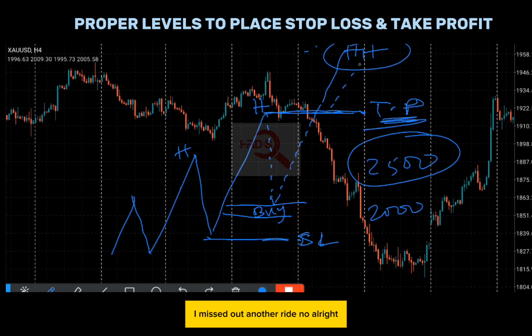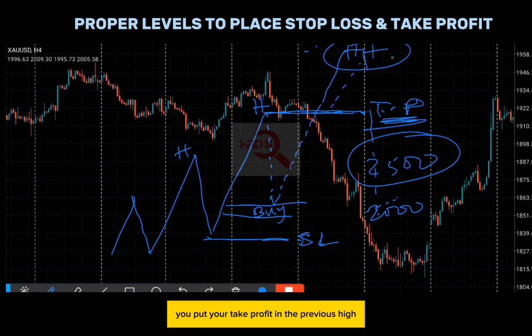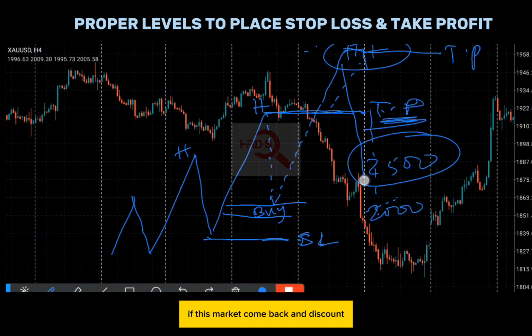Don't say, oh, I missed out on another ride. No. All right. You wait for discount again. You put your take profit in the previous high. Take profit here if this market comes back and discounts. The amazing thing about take profits and stop losses is that whether you are there or not, it is automatically executed. Your profit is secured and kept for you, or your stop loss is hit and the rest of your capital is secured for you.